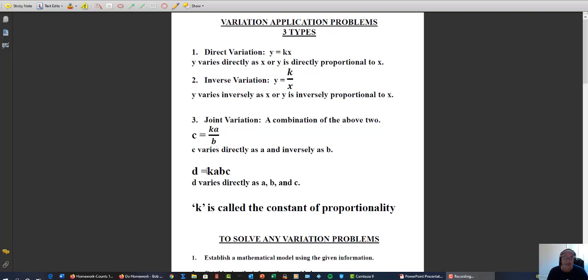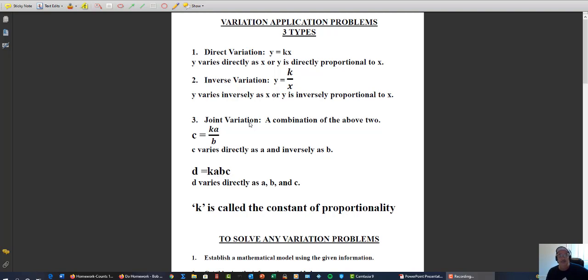All right, and the last example here of a joint variation problem, it says D varies directly as A, B, and C. So again, sometimes they don't even use the word directly in there. They'll put the word jointly in here. D varies jointly as A, B, and C. But if you don't see that word inverse in there, then go with multiplication here.